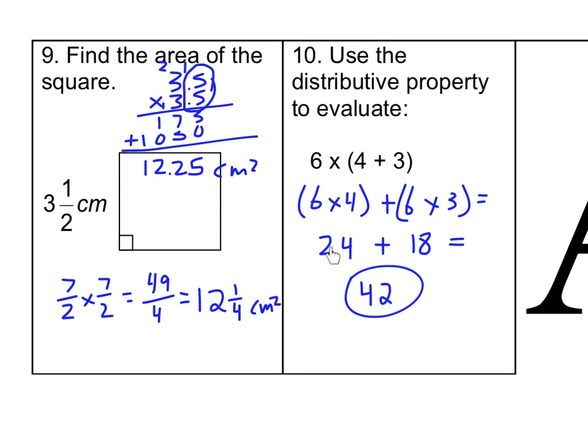So 24 plus 18 is 42. Now, if you just do 4 plus 3, you get 7, and 7 times 6 is 42. So both ways will work and give you the same answer. They just want you to see that you know the distributive property.